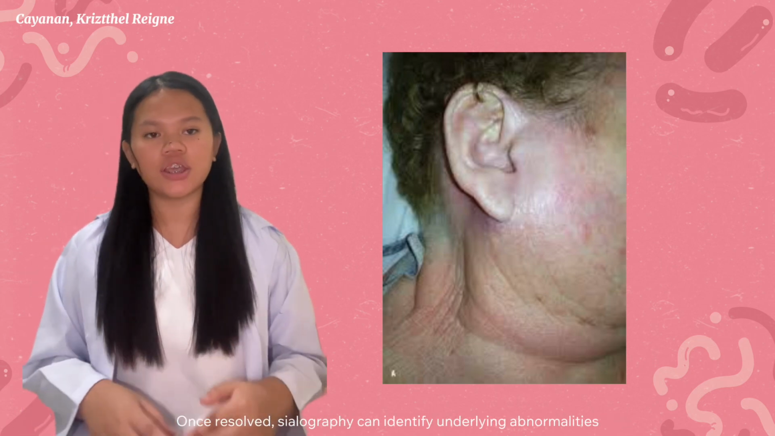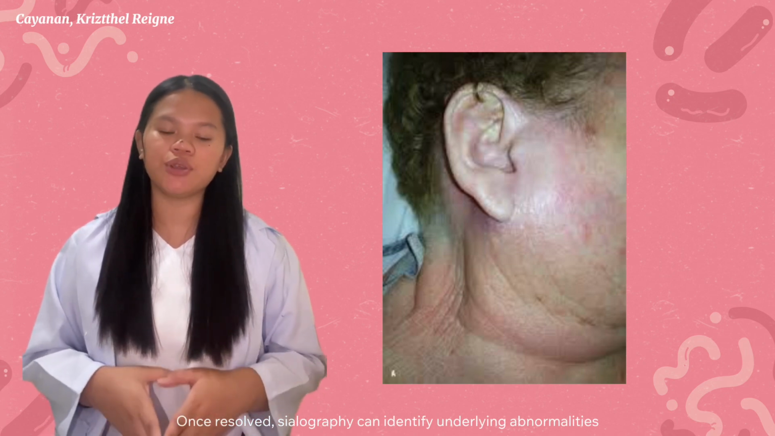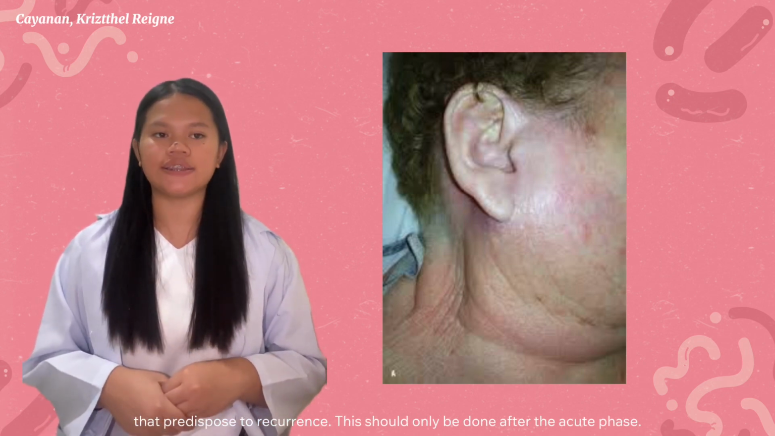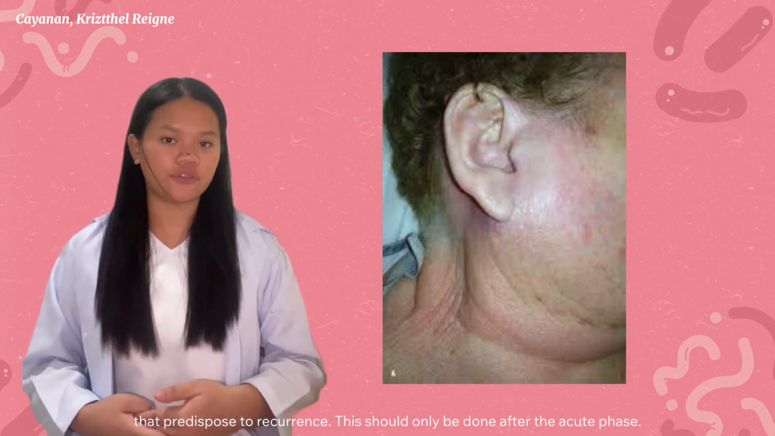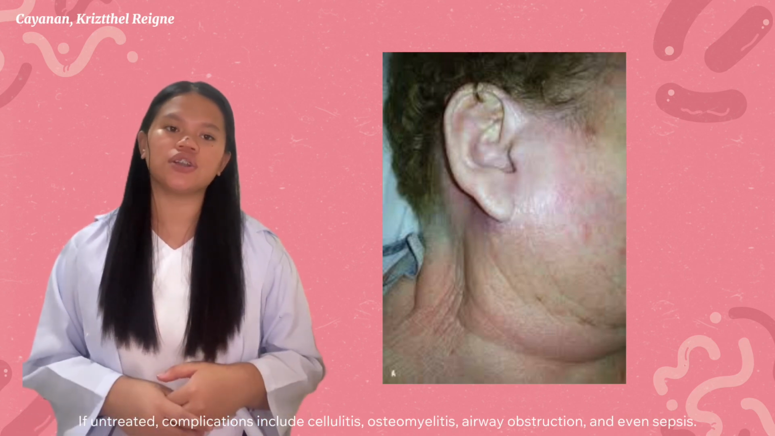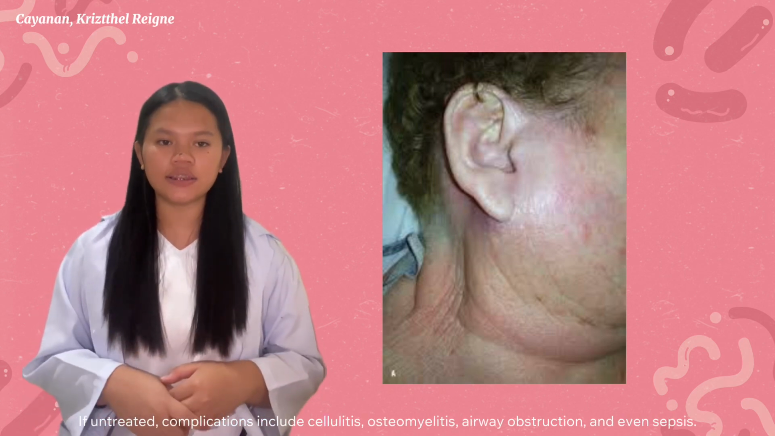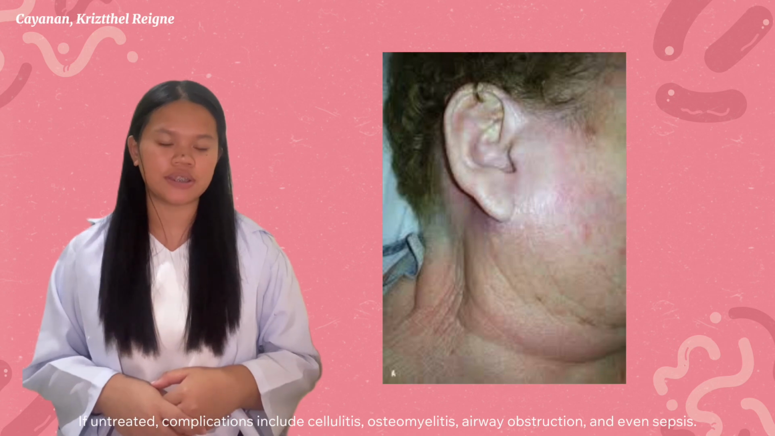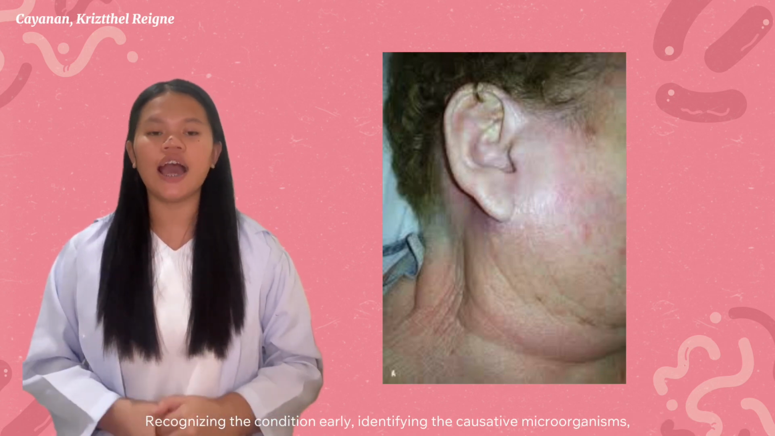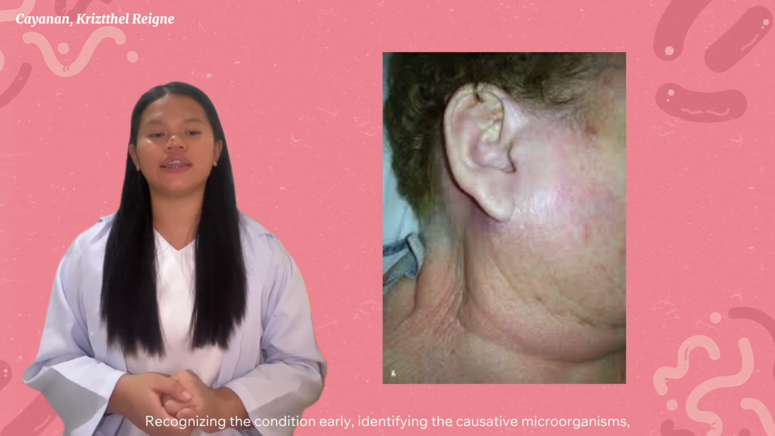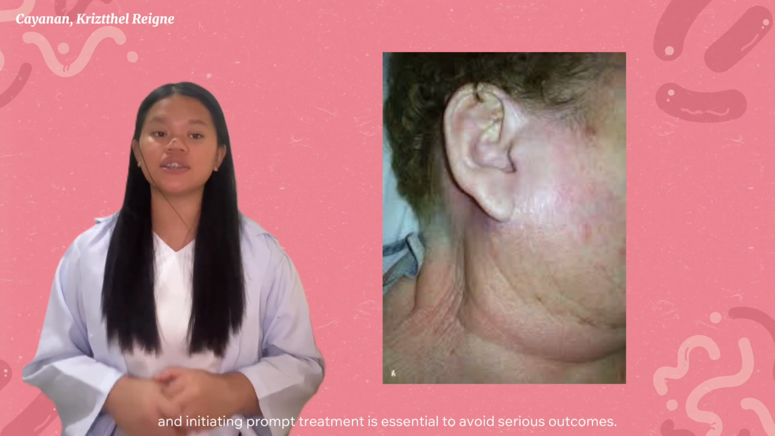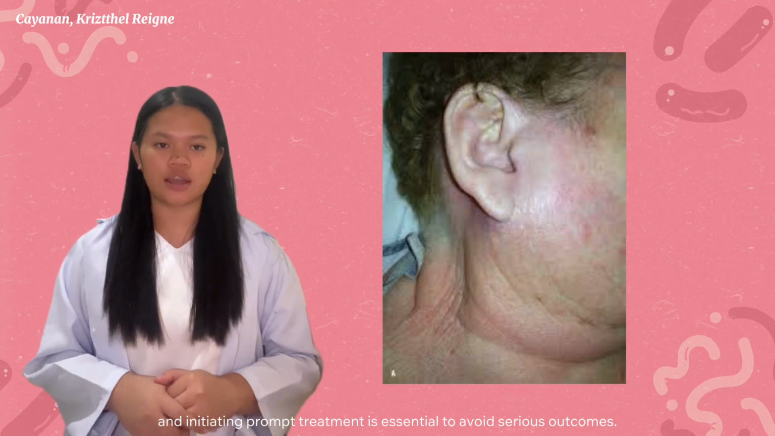Once resolved, sialography can identify underlying abnormalities that predispose to recurrence. This should only be done after the acute phase. If untreated, complications include cellulitis, osteomyelitis, airway obstruction, and even sepsis. Recognizing the condition early, identifying the causative microorganisms, and initiating prompt treatment is essential to avoid serious outcomes.